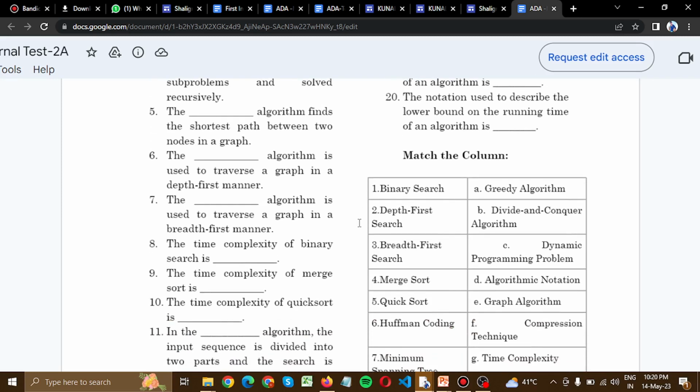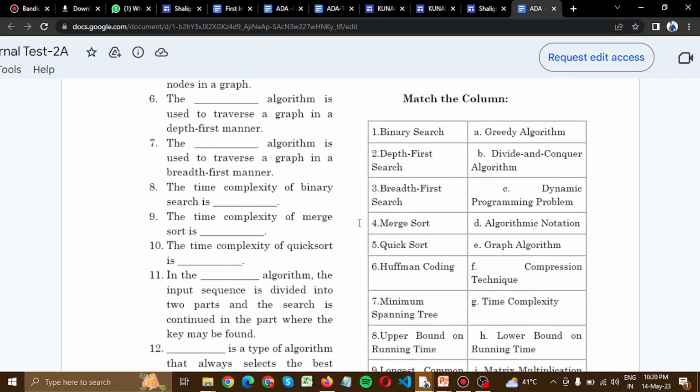Now next, question 7. The dash algorithm is used to traverse a graph in a breadth first manner. The answer is breadth first search. The breadth first search algorithm is used to traverse a graph in a breadth first manner. Now eighth question. The time complexity of binary search is, so the answer is O(log n). The time complexity of binary search is O(log n).